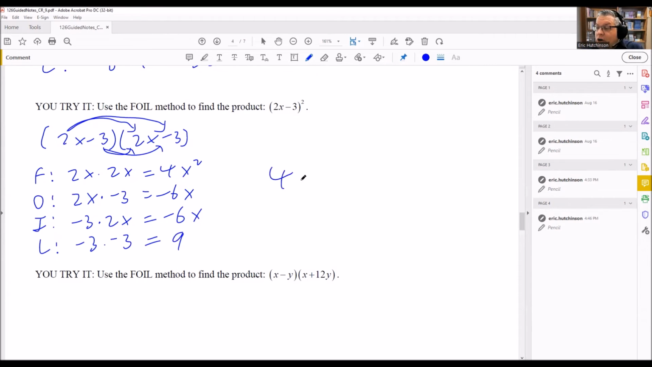Now we're going to write all this out. 4x squared. There's a negative 6 that doesn't add up to 0. It's negative 6, and you're subtracting 6 more. So that's minus 12x. And then we have plus 9. Then that would be your answer.